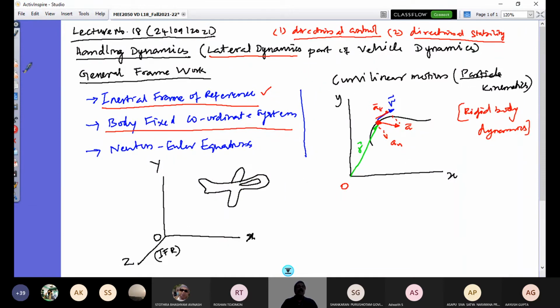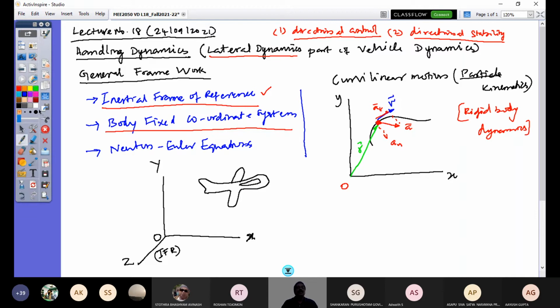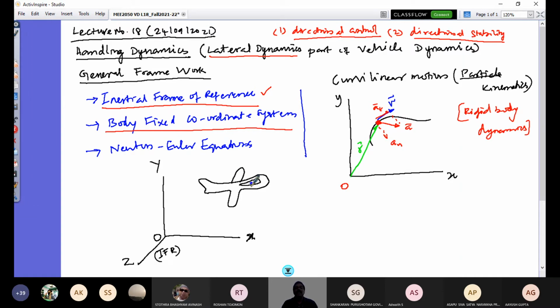So this aircraft flying now would have an axis fixed at its CG location. This is the CG location, and I have a coordinate system here. The forward direction is X, the lateral direction is Y, and the downward direction is Z, represented by unit vectors I, J, K. And this is what is called the body fixed coordinate system.